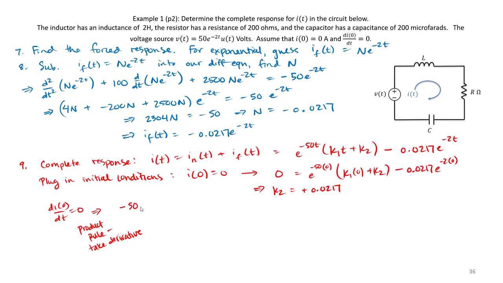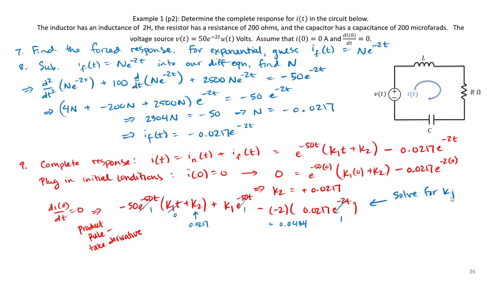we get negative 50 e to the minus 50t times k1t plus k2, plus, now we take the derivative of our second term, which is k1 times e to the minus 50t for our second term. And of course, we add in the derivative of our forced response here as well. And so we go ahead and substitute everything in, and notice because time t equals 0, a lot of these terms will disappear. So here we just need to solve for k1. So we end up with negative 50 times k2.